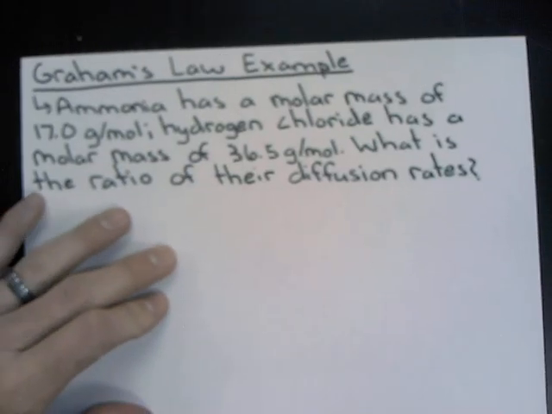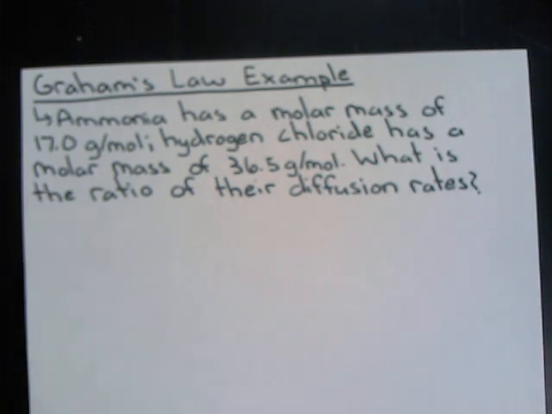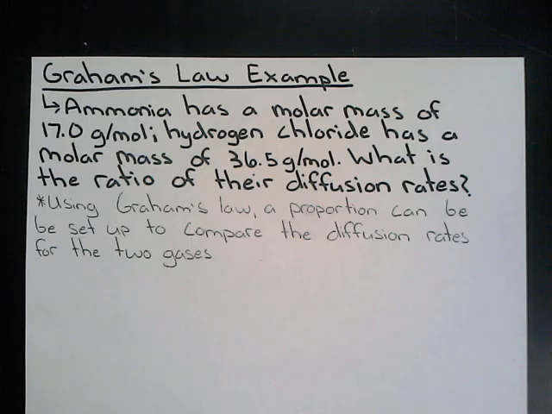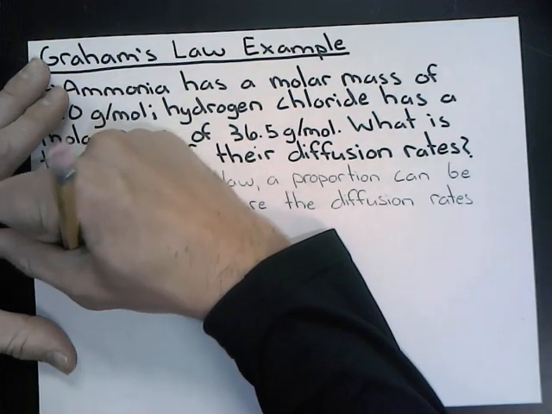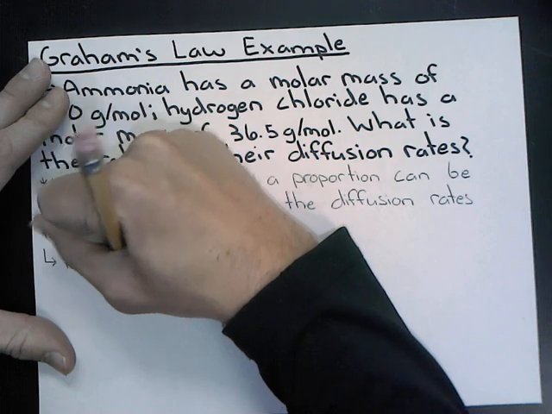Our problem says ammonia, which has a molar mass of 17.0 grams per mole, and hydrogen chloride has a molar mass of 36.5 grams per mole. We want to know the ratio of their diffusion. We should know that if we use Graham's law, we can set up a proportion to compare the diffusion rates for two gases. They utilize Graham's law of effusion to develop this formula.